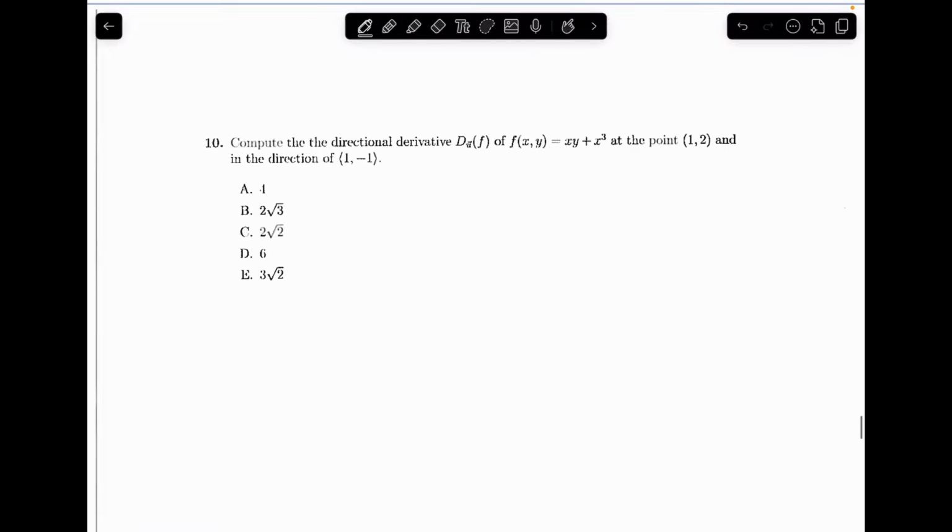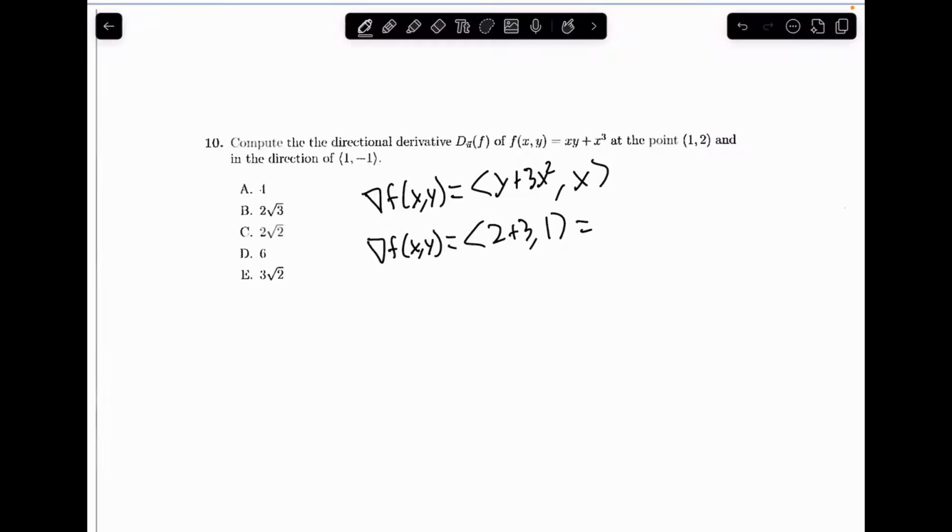We're going to get the gradient of f(x,y) is going to be equal to a vector of y plus 3x squared. And now it's the partial with respect to y, so we're going to get just x. Great. Okay, so let's plug in our point. The gradient of f is going to be equal to 2 plus 3 times 1 squared, or just 3, and just 1. And that is just 5, 1.